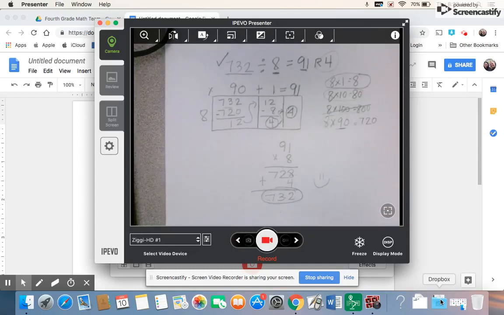We're going to continue to work on this throughout the week and part of next week before we go into the standard algorithm with division, and we'll do another video on the standard algorithm.